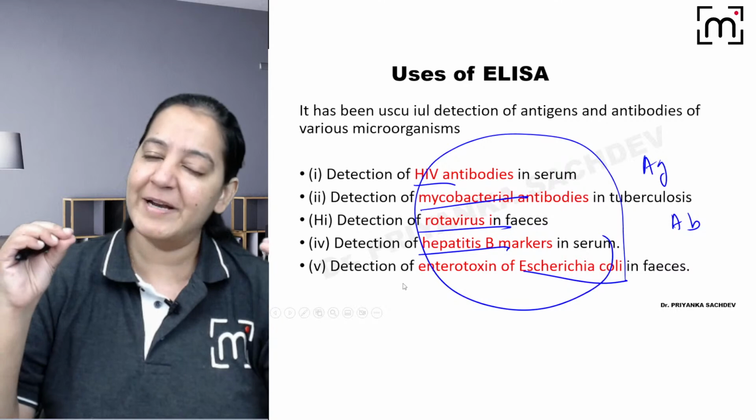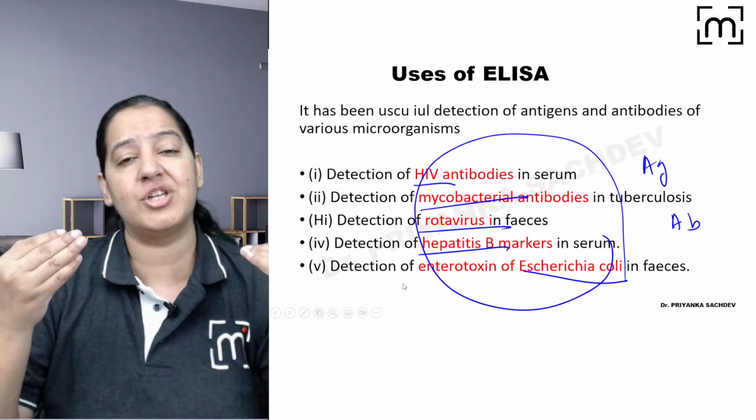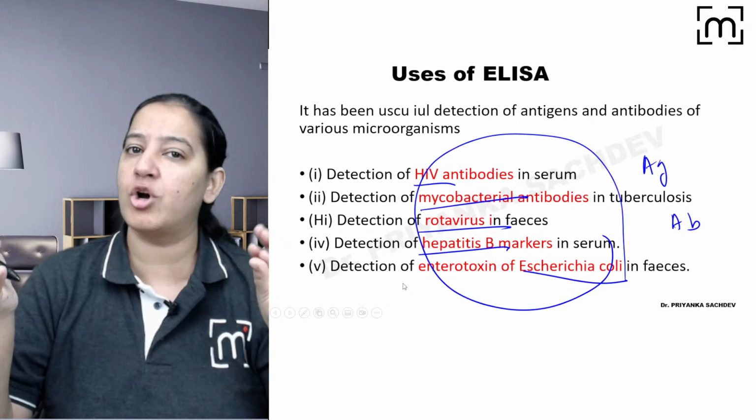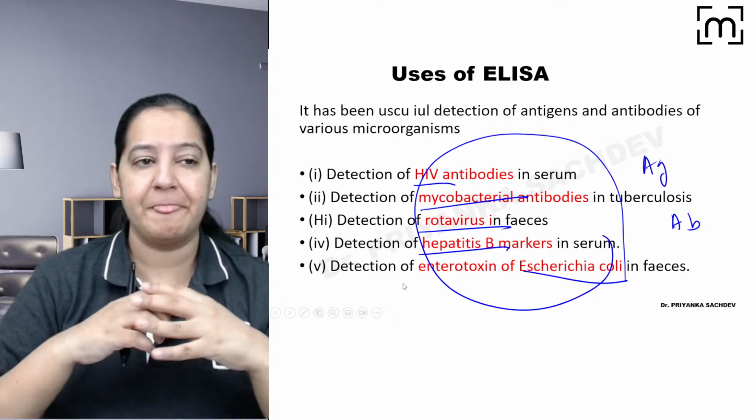And if you are a second prof student, this question is very, very important for your university exam. You can't imagine. ELISA comes for long question, 5 marks or 20 marks, whatever is your university exam pattern. Some university exams have long questions of 5 marks, some have 20 marks. Basically, in a long question you have to write 4 or 5 pages. So ELISA is one of them, right? A vital topic which can come in a long question.